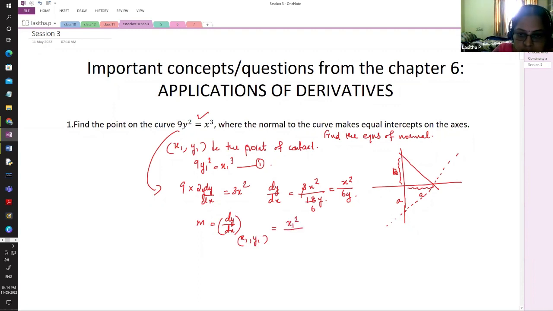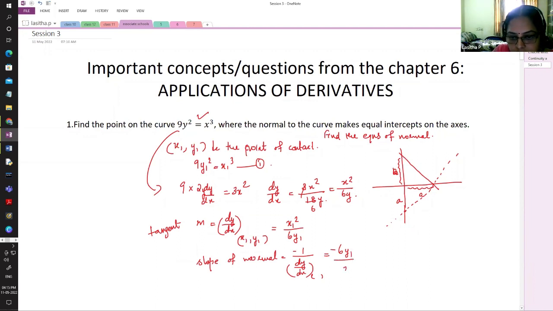So at the point, we will substitute that point here. We have to insist here, this is the slope of the tangent only. But the question asks for the slope of the normal. We are just discussing what the common errors are which the students make. This is something which I noted, so I'm telling. So the slope of the normal here will be minus 1 divided by dy by dx at that point x1, y1. So it will be the reciprocal with the negative sign, minus 6y1 divided by x1 square.